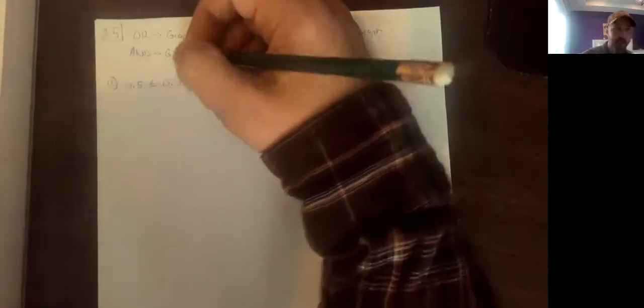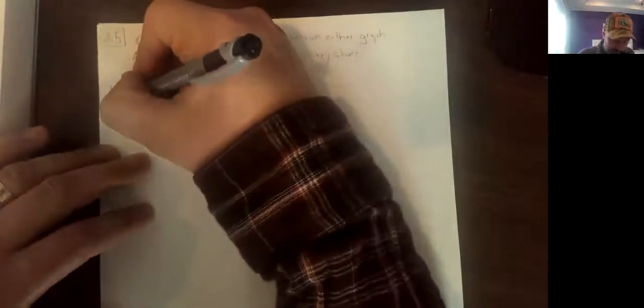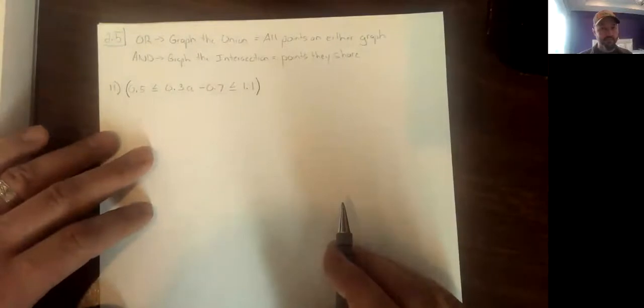So number 11 gives us 0.5. I chose this one because I know a lot of people really dislike decimals. I would rather have fractions than decimals. 0.3a minus 0.7 less than or equal to 1.1. Now I think these are kind of fun. What I'm going to do right away on this one, we talked about fractions and getting rid of fractions, but we can also talk about decimals because they get kind of hairy.